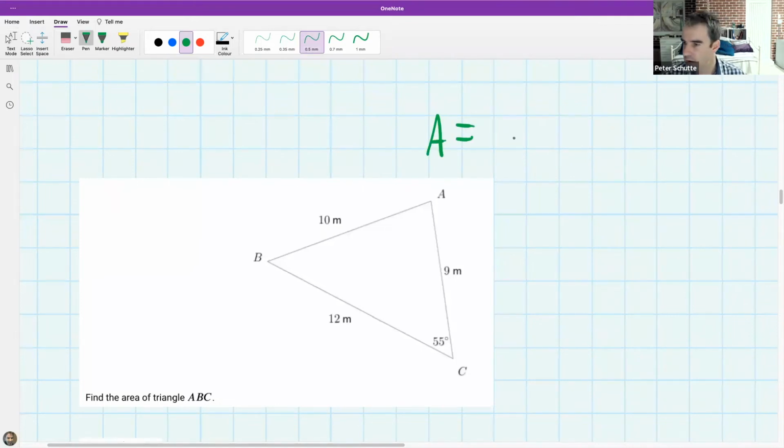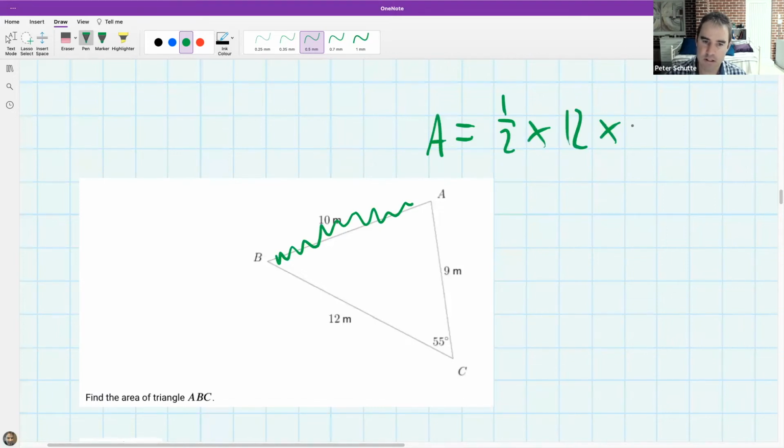So it feels like a lot of people are heading towards 44. So let me see what I would do. I would ignore the 10 because I don't need the third side. And so I'd go 1/2 times 12 times 9. I suppose the key thing is to know it's always sine with the area rule. And so you basically just ignore the 10.